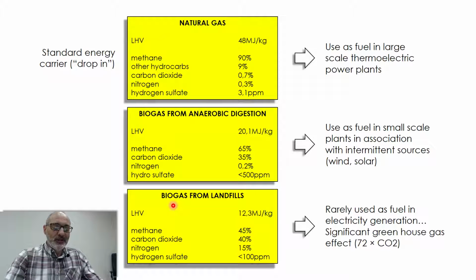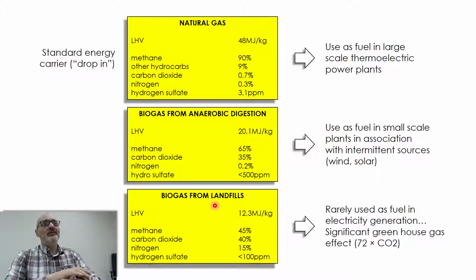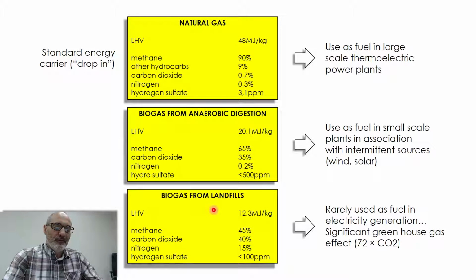Another important consideration is biogas from landfills. I'm sure many of you have seen landfills. It's very common to see flares installed in these landfills, and you can see the flame, the methane emitted from these landfills being burned. Many people ask why we don't use this methane to generate electricity. Because of these reasons here.